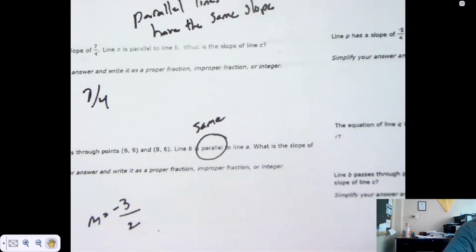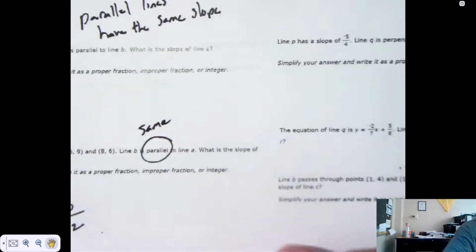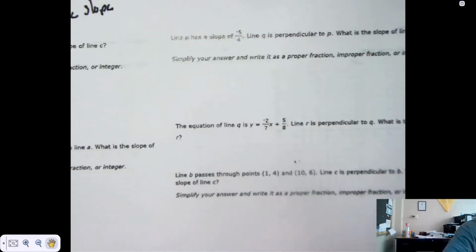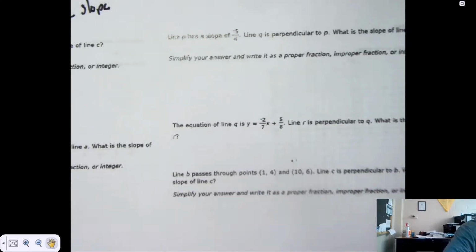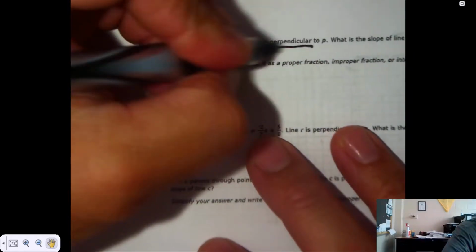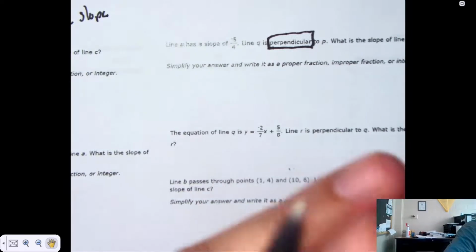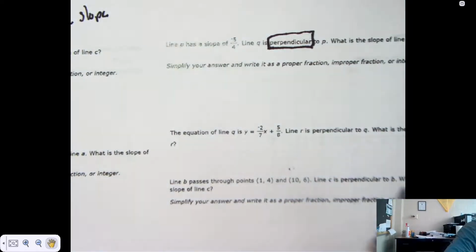Moving on. Unless we got a question. Line P has a slope of -5/4. Line Q is perpendicular to line P. Ooh, there's a key word there. Perpendicular. Go ahead, Kelly. They are at a 90 degree. Yes. That does not help me one bit whatsoever with math. Are there slopes opposite? You're halfway there. Opposite reciprocal.